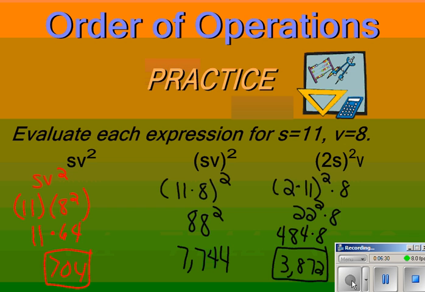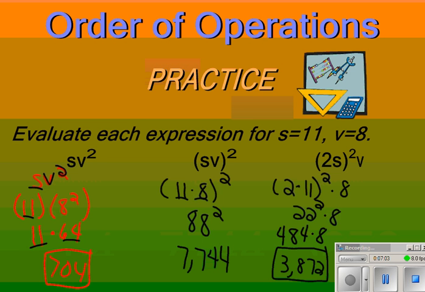All right, so let's check quick. On the first one, we substituted 11 for s, and the 2 is attached to the v because there is nothing in between that, so it would be 8 squared. So 11 times 64, 11 times 64 is 704. In the second problem, you will see that the s and v are inside the parentheses with the exponent on the outside, which means you are going to multiply 11 times 8 first. You get 88 from that, and you would square 88, get 7,744.